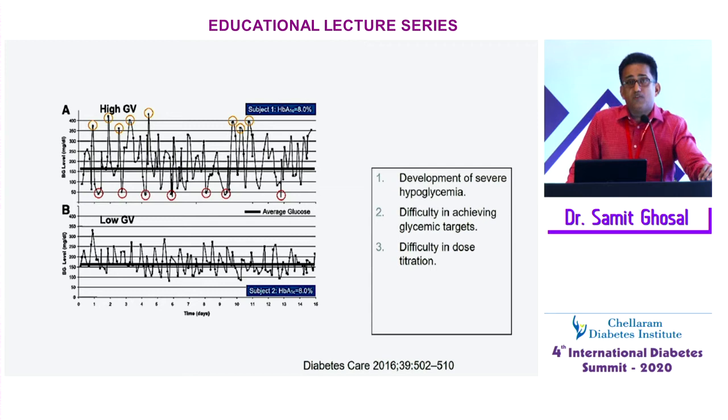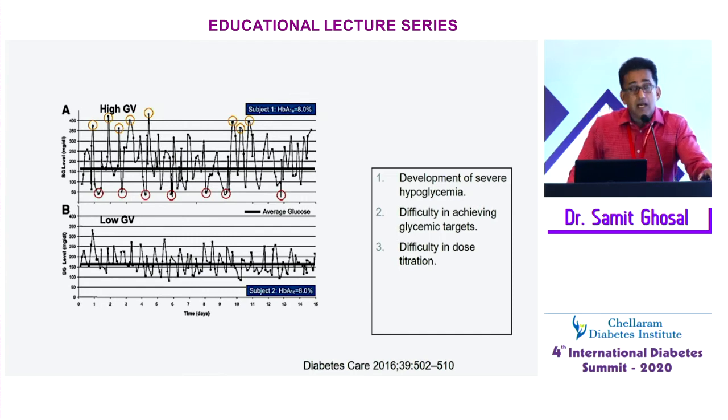This is a sort of slide which has been shown to us over and over again with CGMS. When the A1C is 6.7 in 2 different patients, in one it is flat, in another patient it is going up and down, and hence it is bad. I again come back to the point. Where is the data that it is bad? There is no data as of now.